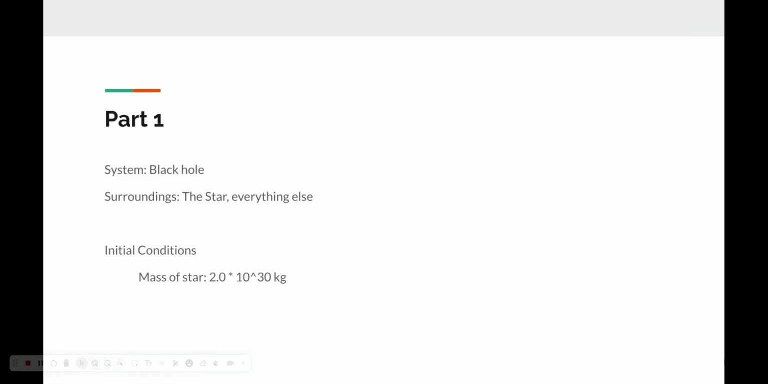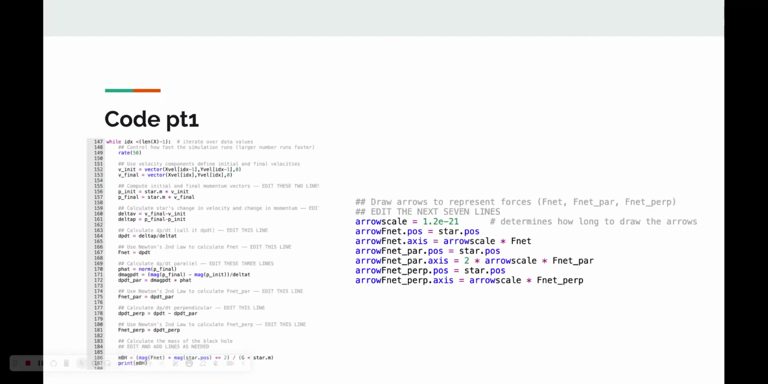In part 1, the system was the black hole, and the surroundings were the star and everything else in the universe. In this case, the star really was the only thing else in the universe other than the black hole, because this simulation only considered the star's effect on the black hole. The initial conditions given were that the mass of the star was 2 times 10 to the 30th kilograms.